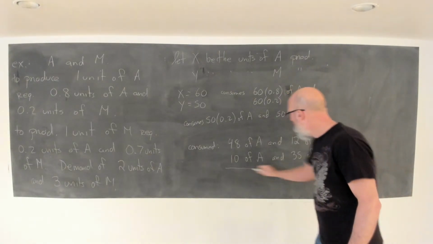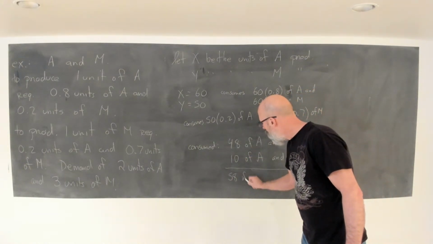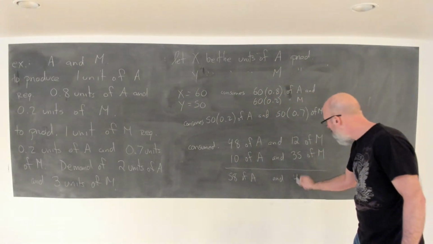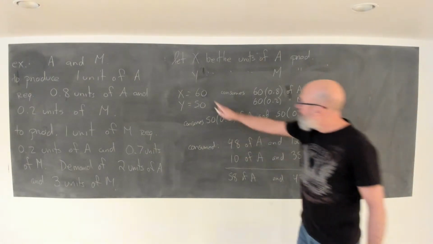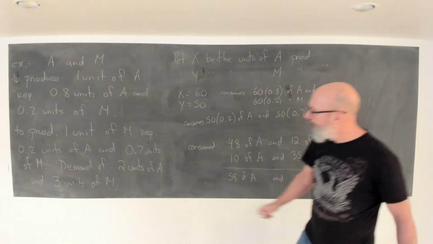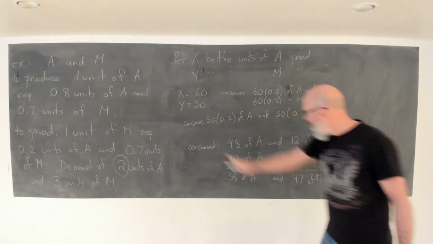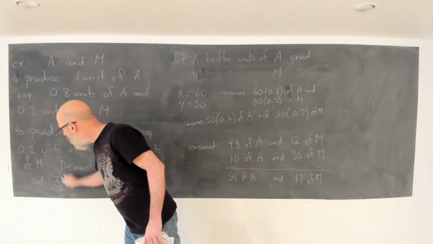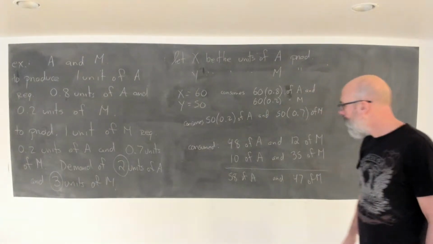So in total, how much is consumed? 58 units of agriculture and 47 units of manufacturing. You produced 60, you consumed 58, so you're left with 2. You produced 50 units of manufacturing, you consumed 47, you're left with 3. Exactly as expected.